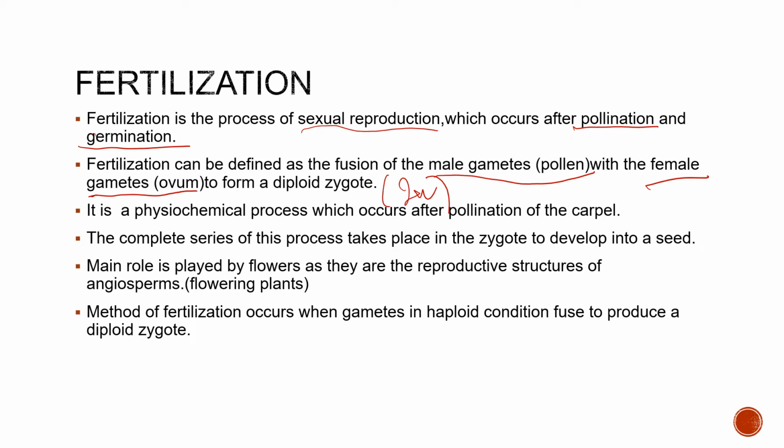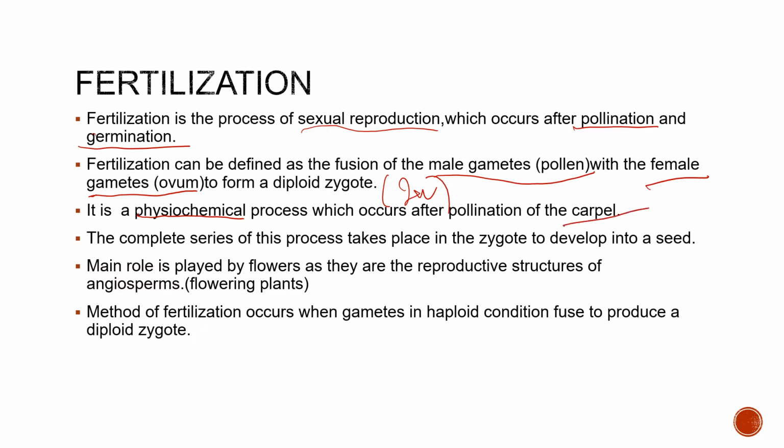Now it is a physiochemical process. So what is a physiochemical process? The chemical processes which are undergoing inside the cell, that is intra and extracellular processes, are chemical processes only, so they are called physiochemical processes, which occur after pollination of the carpel.